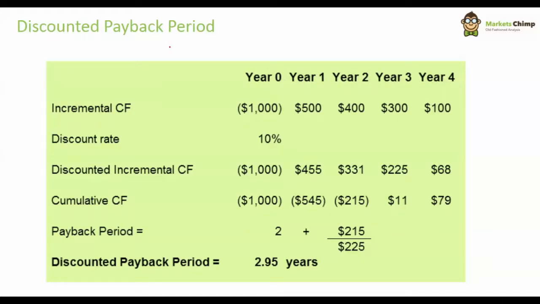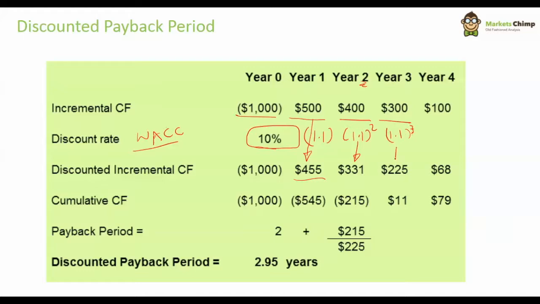For the discounted payback period, all we add here is basically the discounted part, which is the discount rate. The discount rate here is the weighted average cost of capital. This is my weighted average cost of capital. So I invest $1,000. I expect to get $500 the first year. If I discount this back to today, it's $455. How did I calculate this? Just divide the 500 by 1.1. The $400, if you divide it by 1.1 to the power of 2, because it's year 2, gets you $331. Same thing for the other years. This is discounting, simple discounting. You discount by 1 plus the 10% discount rate to the power of 4 for 4 years, and you get that.